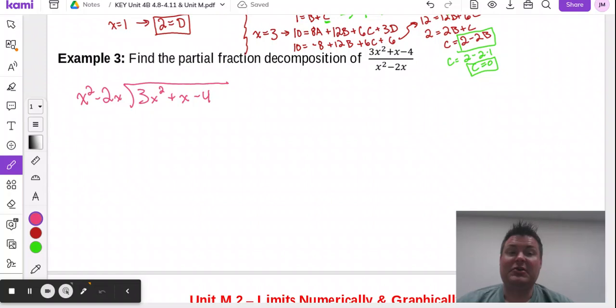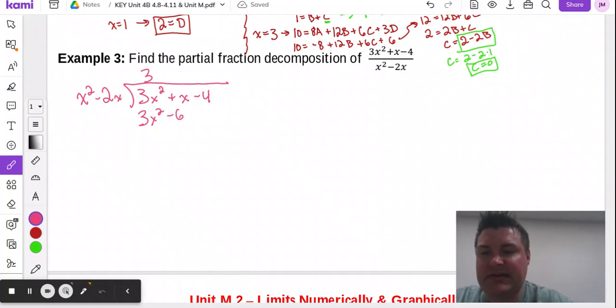So long division, we have learned that previously back in Unit 1. So what goes into x squared to make 3x squared? Well, 3. So we're going to get 3. This is going to give me 3x squared. Multiply that through, minus 6x. Then we're going to subtract all of that, which means we're going to change that sign in the middle. So I'm going to get 7x minus 4.